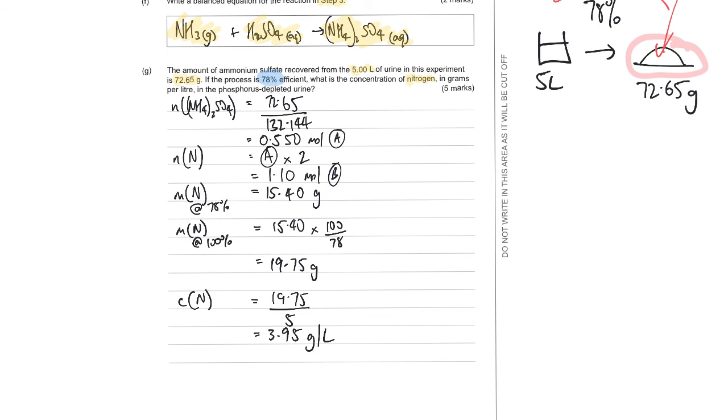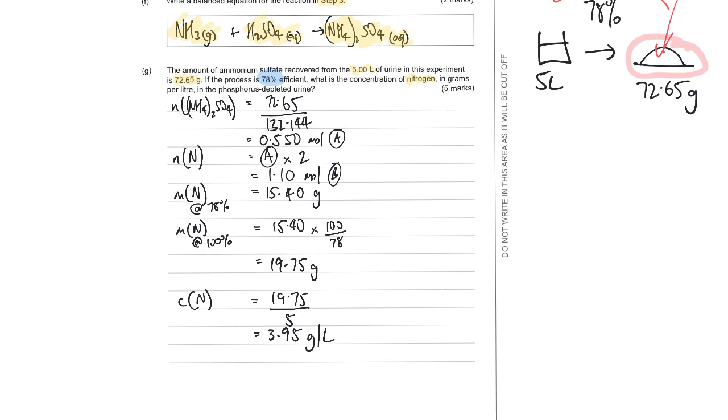And then you have to work out what's the 100% process of this one there. So you can work out the number of moles of (NH4)2SO4, the ammonium sulfate, as that one there. Once you have that, you can work out the number of moles of nitrogen via the idea that there's only 2 nitrogen atoms per ammonium sulfate. Once you've got the number of moles of nitrogen, you can work out the mass of that nitrogen, which is 15.4 grams. Okay? So that 15.4 grams was produced at a 78% efficiency, right?